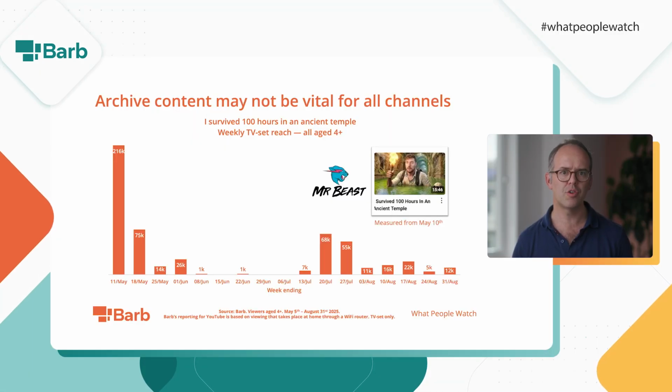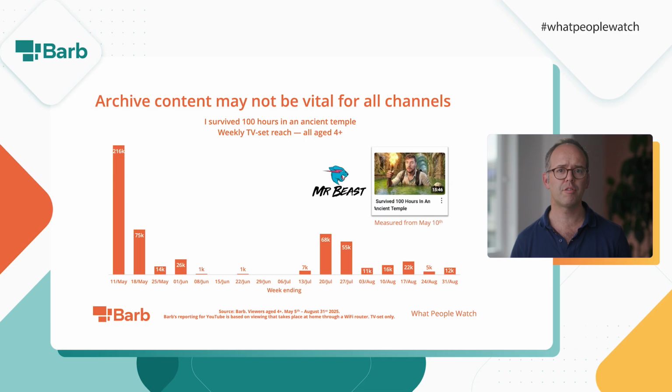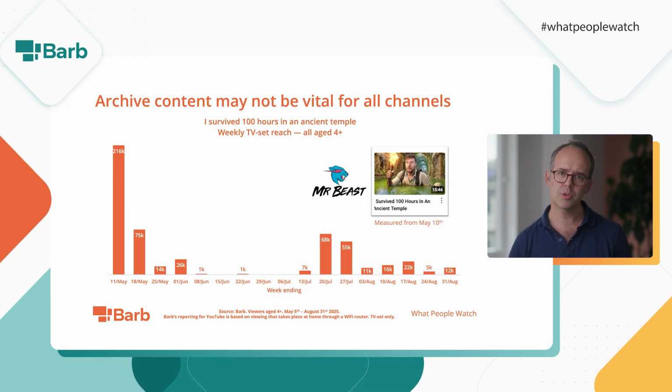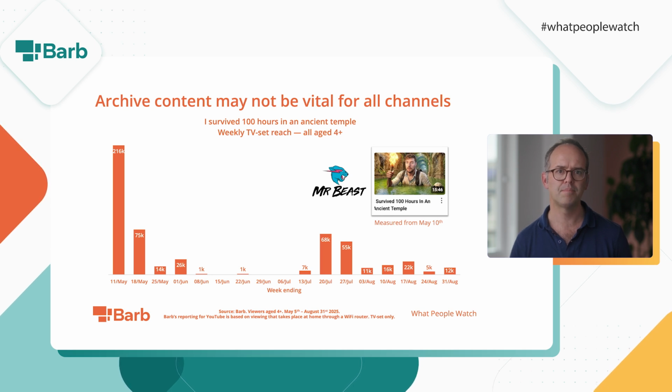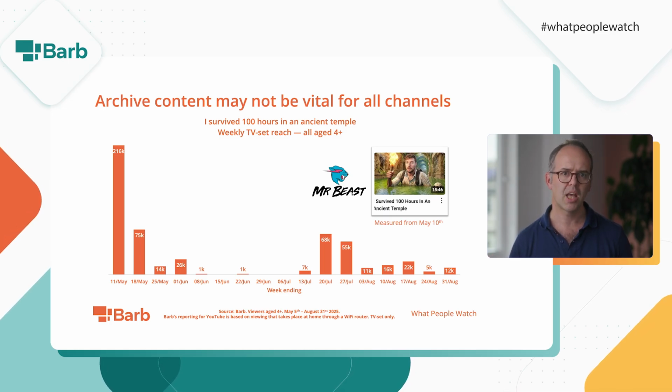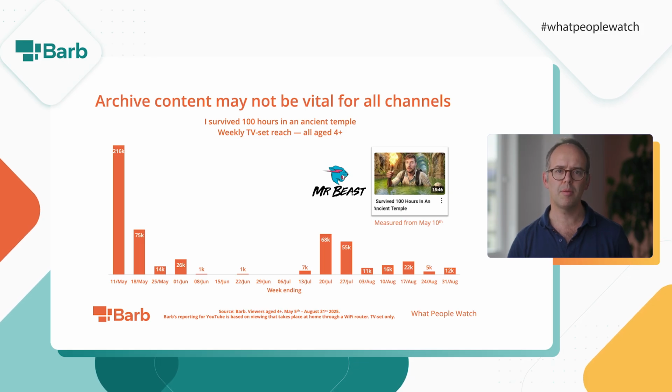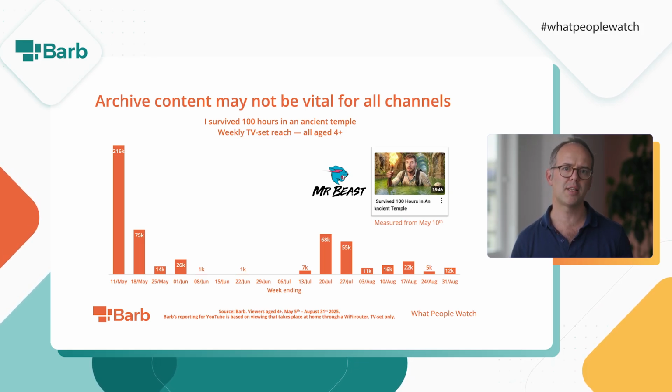But if we examine one video from Mr. Beast, we get a hint that archive viewing may not be equally vital for all channels. Weekly reach to the video I Survived 100 Hours in an Ancient Temple peaks immediately after release on May 10th. It then drops to almost zero for 5 weeks before it picks up again in late July as schools break up for summer. Again, time will tell how important archives are, but these early data suggest that they may not be equally important for all channels. It's also useful to know that a video that was labelled as having 113 million views by September 9th reached just under 500,000 people on the UK TV sets over the same period.